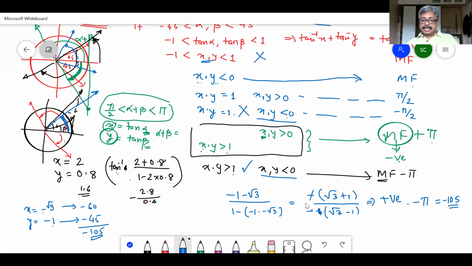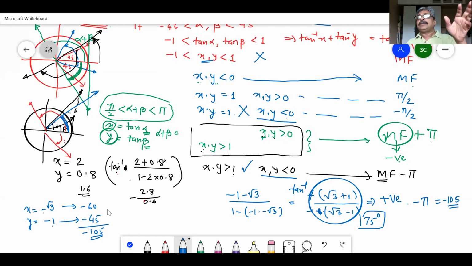Otherwise, if you try to find tan inverse of this quantity, it will be 75 degree. Do you understand? You are asked to find the summation of two angles and not the tan ratio of two angles. Whether to take tan or tan inverse is your problem. I am asking you what is the summation of two angles, and you are supposed to report the correct angle. Got it, sir?